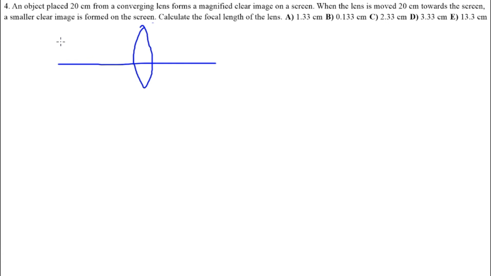So it is initially 20 centimeter, the object distance. Okay, and this is supposed to be the image distance. The screen is where the image is formed. And if we choose that our image is formed at the other side of the lens, then it should be positive. Okay, and of course it will mean that v is the image distance and 20 centimeter is the object distance.